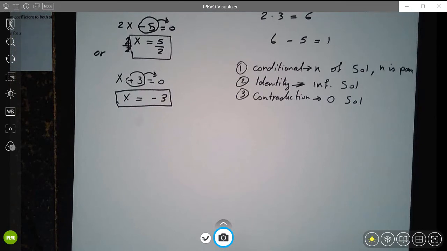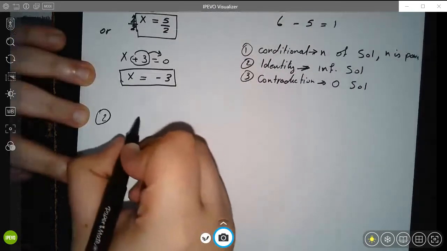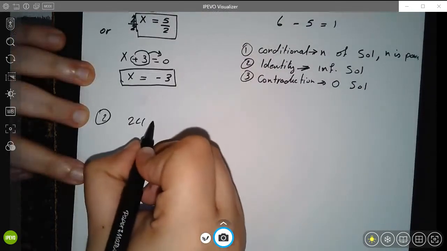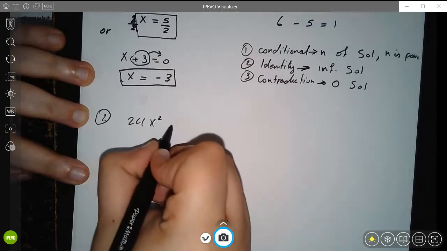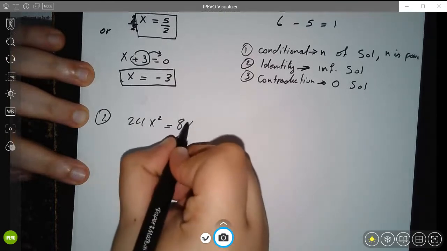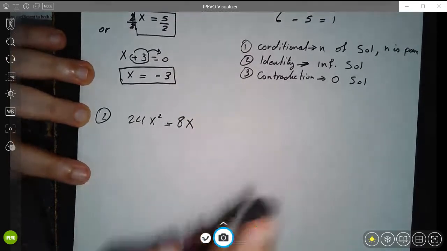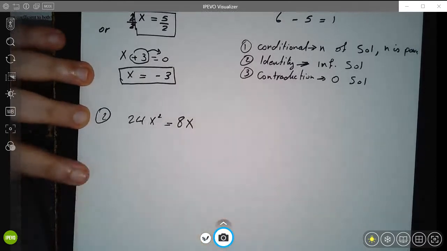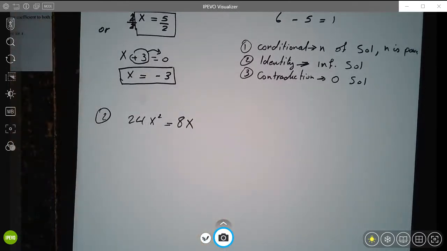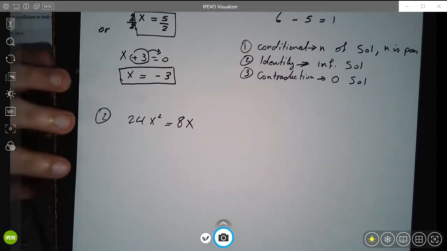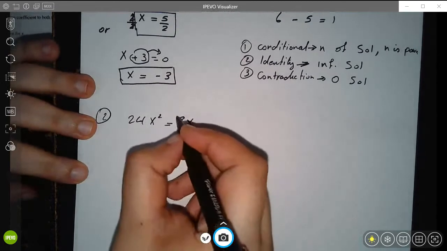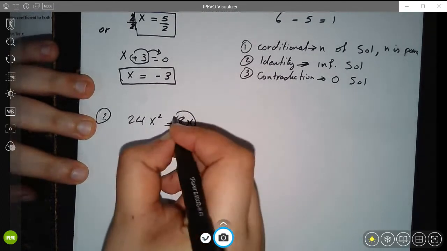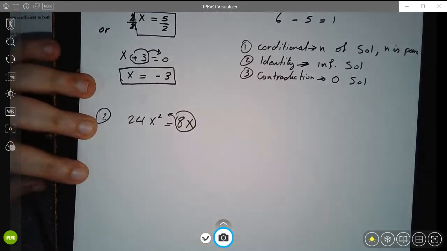Here's number 2 in the notes. The question says 24 times x squared equals 8x. Okay, that's my problem. Now, we said the first step you should try to do when you're solving a quadratic is set one side to be 0. In this case, to do that, I'm just going to grab the 8x and move it to the other side.